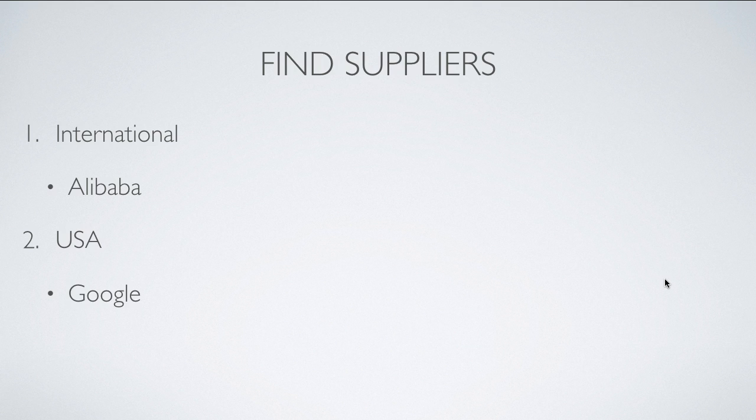So to recap, we talked about international suppliers and how we can find them, mainly on Alibaba.com, and we also talked about how to find USA suppliers, and that is through Google.com.